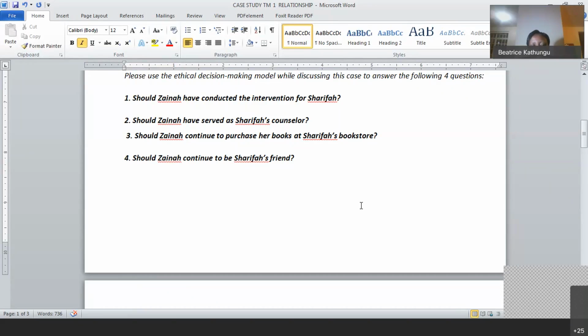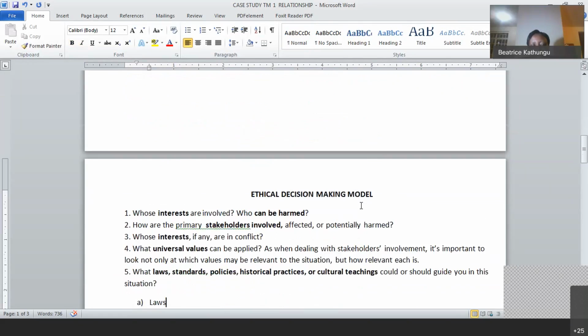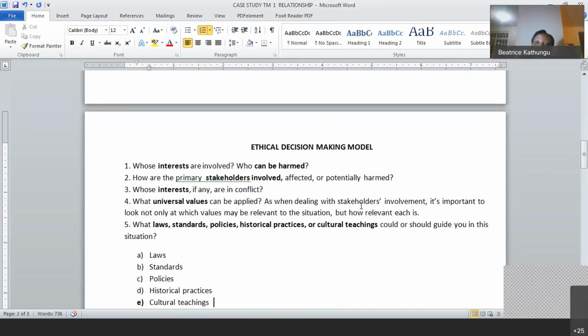And if we look at the ethical decision model, we can see it asks whose interests are involved, who can be harmed. So if, for example, the counselor Zaina did not take up that responsibility, could someone have been harmed? Who was going to be harmed? The client would have been harmed.